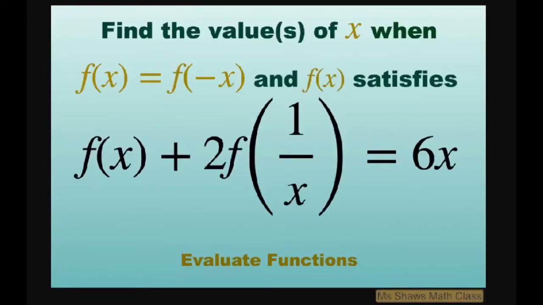Everyone, we're going to find the values of x when f of x equals f of negative x, and f of x satisfies f of x plus 2f of 1 divided by x equals 6x. Now, the way to proceed with these kinds of problems is, since we're looking for f of x equals f of negative x, I want to write everything in terms of f of x.